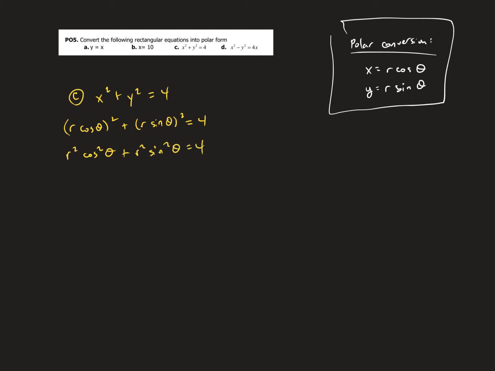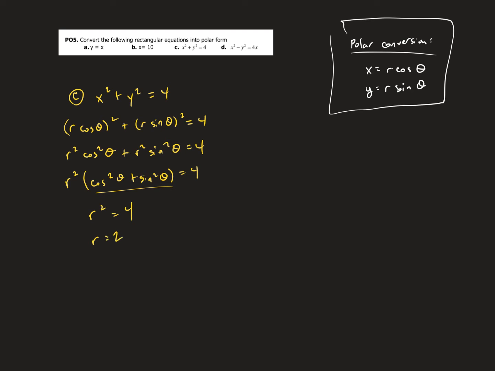And now we want to get r by itself. In polar coordinates, r is the dependent and theta is the independent. So typically we like to get the dependent variable by itself if it's possible. So what I'm going to do is pull out an r squared, and then sine squared plus cosine squared, that's a Pythagorean identity you should know. That equals 1. So this is r squared equals 4. So you could write that as r equals 2.